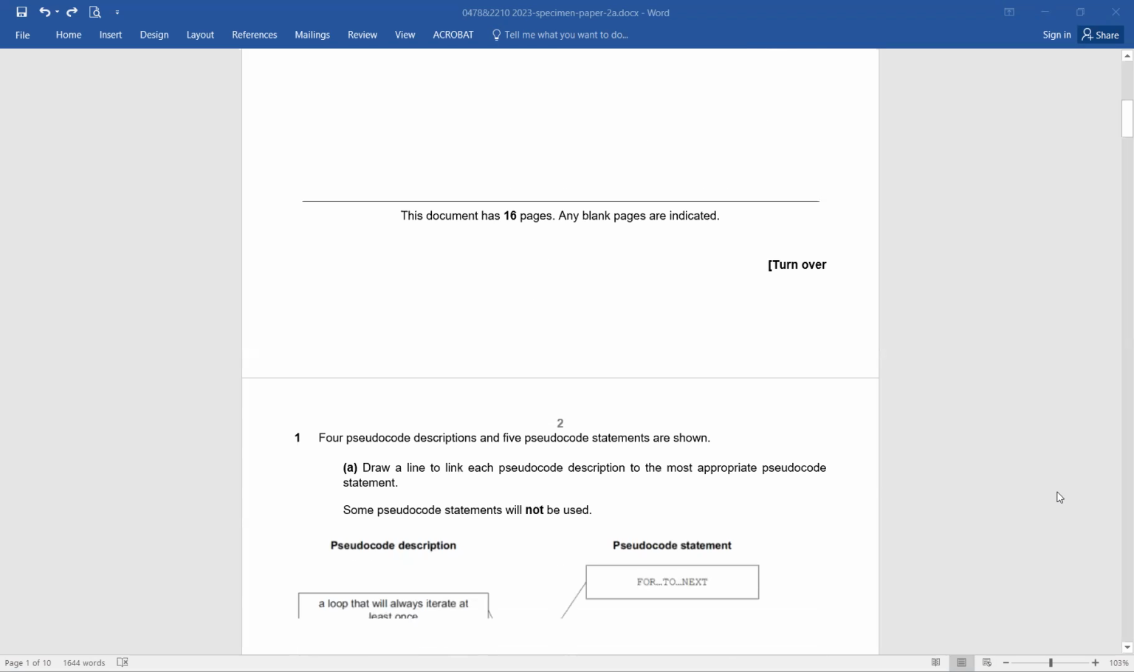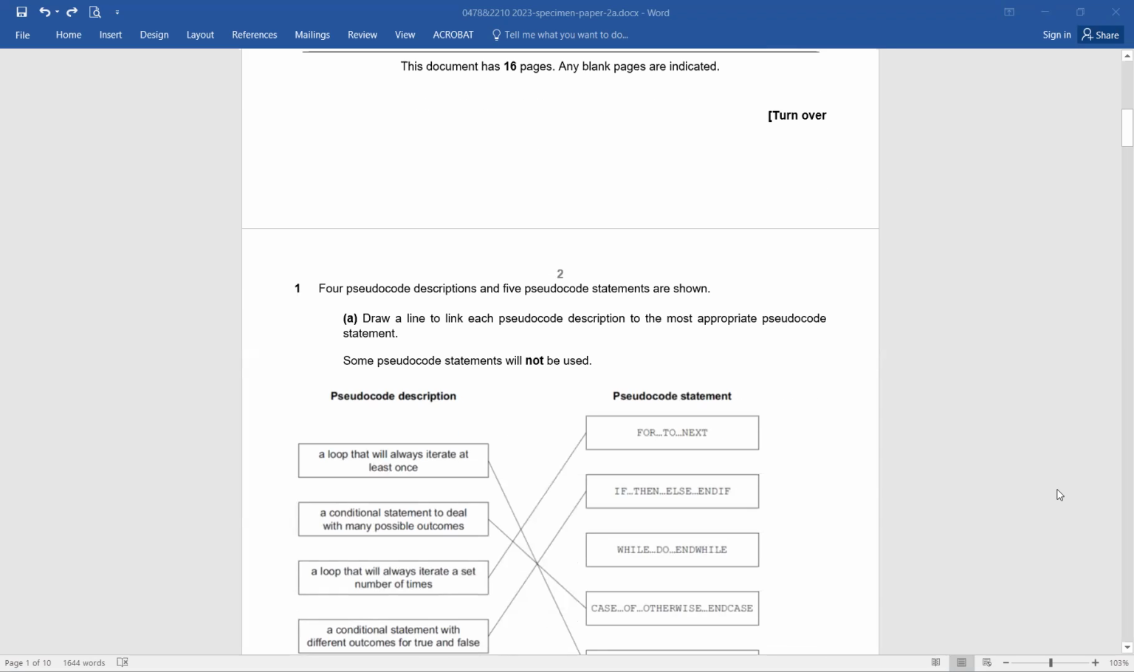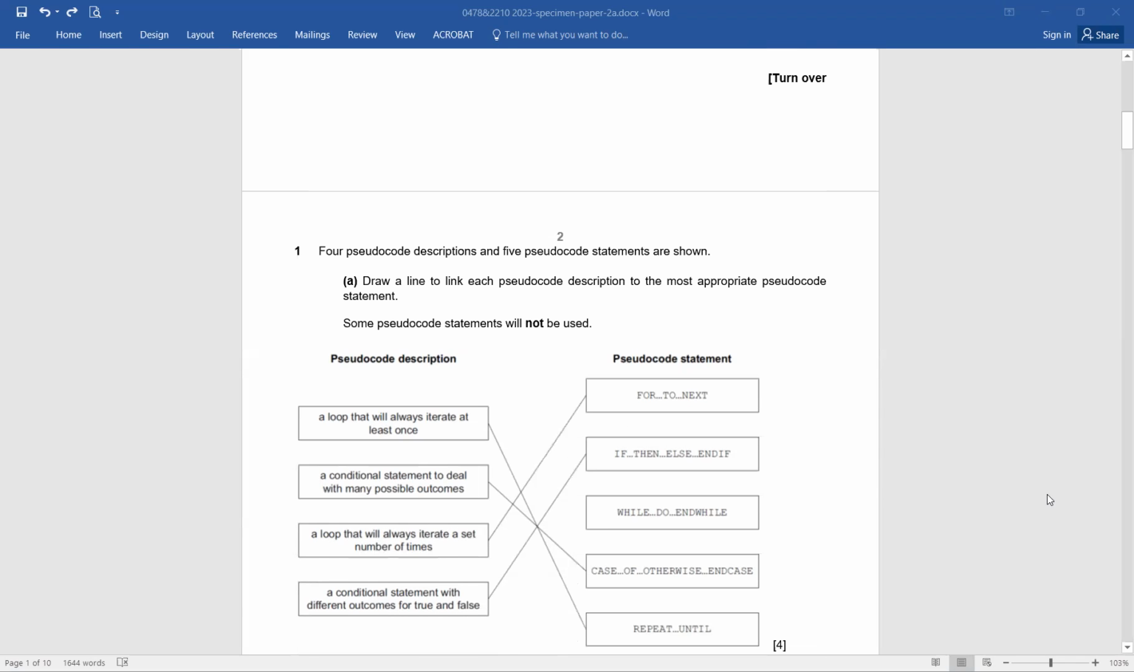Now, the very first question that I'm doing, I hope that this is very simple and we all know the answer for this question. 4 descriptions and 5 pseudocode statements are shown. You have to draw a line to match each pseudocode statement to the most appropriate description. I'm starting with the very first one, a loop that will always iterate at least once. So remember, we have been doing this quite often, that a loop that is always iterating at least once is a repeat until. None other but repeat until. I hope that you all have recalled this material.